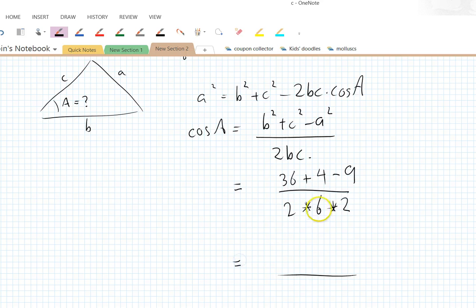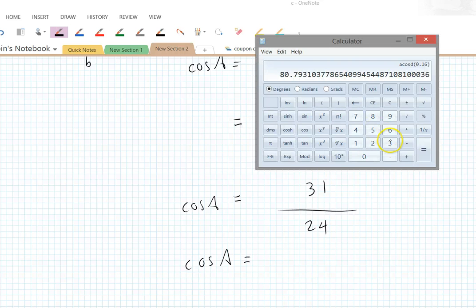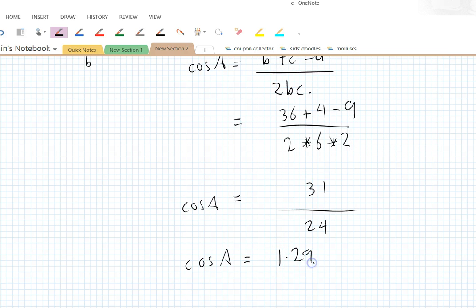So 2 6s are 12, times 2 is 24. 36 plus 4 is 40, take away 9 is 31. So that's cos A. Cos A is 31 over 24. So cos A equals 31 divided by 24. Where's my calculator? There it is. 31 over 24 equals 1.29. So A equals arc cos 1.29.